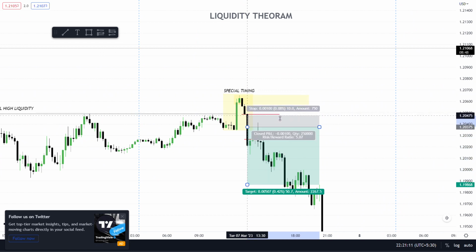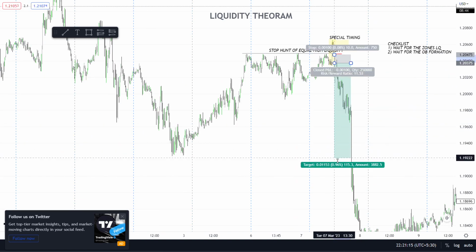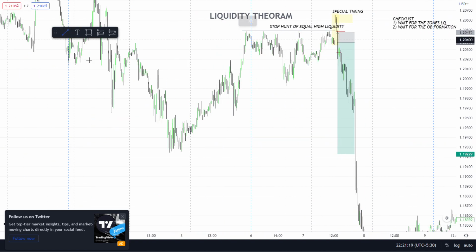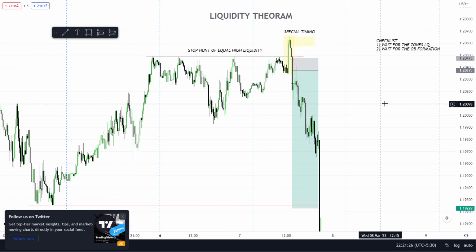10 RR. You can take partials at this liquidity point. Always take partials at the liquidity levels, so you will be on the right side of the markets. This is the sell side liquidity target, and this is the clear checklist entry.